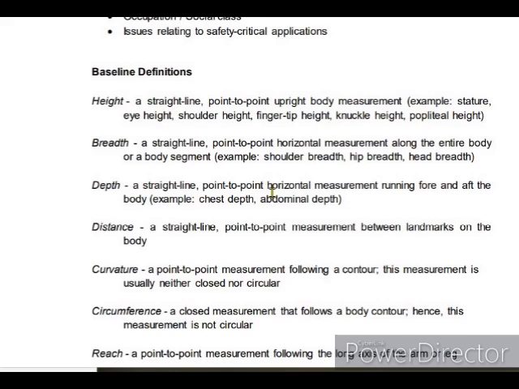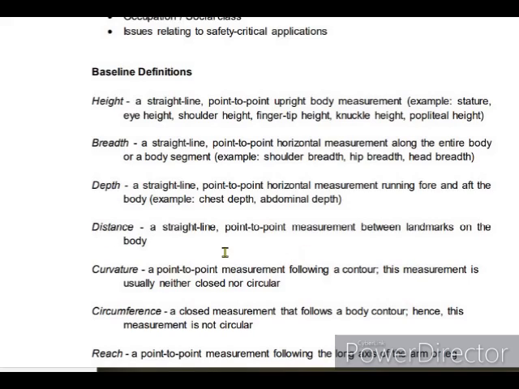Okay, the measurement in the back of the knees. So next, breadth, a straight line, point to point, horizontal. So this is a horizontal measurement along the entire body or body segment. Of course, there are some references again. Example, shoulder breadth, hip breadth, and head breadth. Okay. Next, depth, a straight line, point to point, horizontal measurement running fore and aft of the body. Okay, so depth, example, chest depth, okay, the depth of the chest, so it is chest depth. Abdominal depth, okay, if the abdomen of our user is big or small, okay.